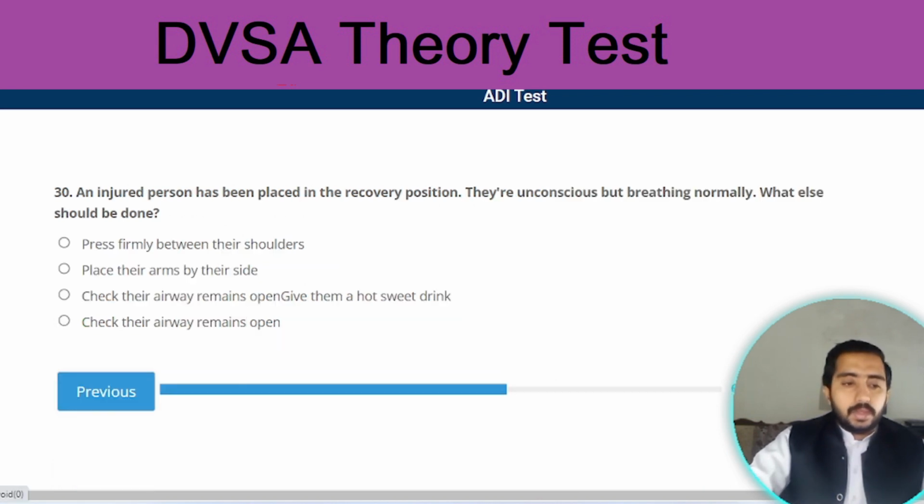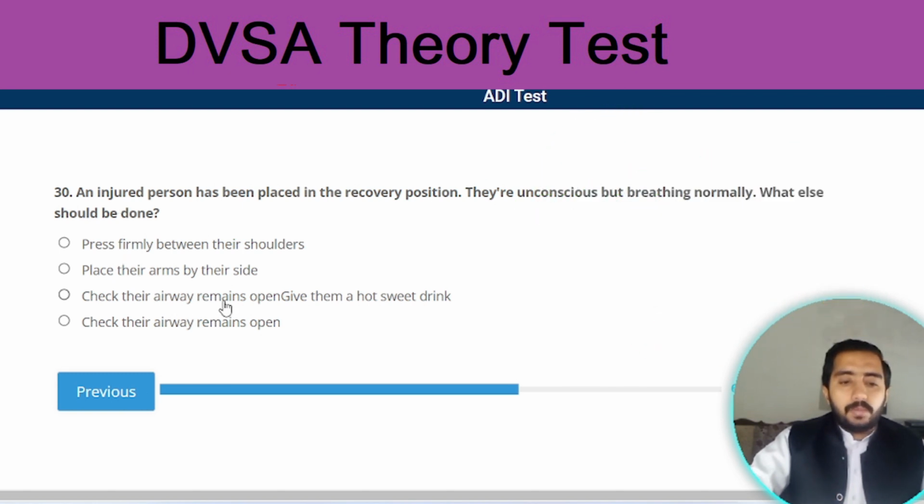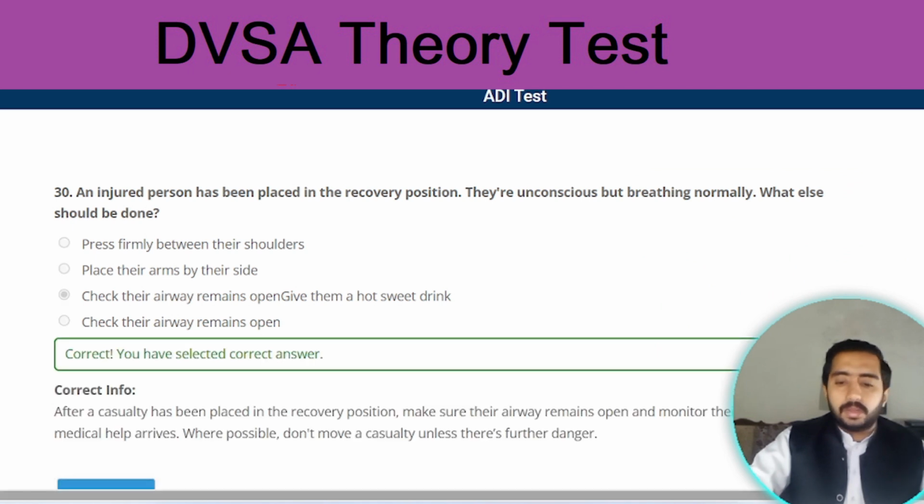Next one. Question 30. An injured person has been placed in a recovery position. They are unconscious but breathing normally. What else should be done? You need to check their airway remains open. Give them a hot sweet drink. Option C is the correct one.